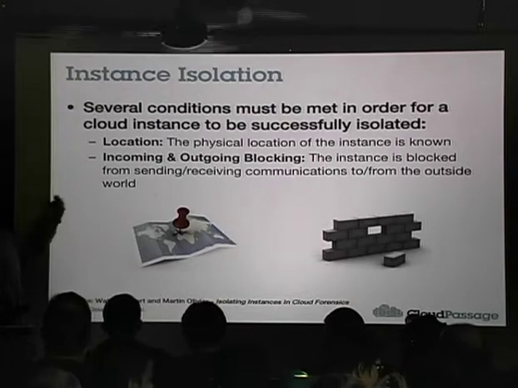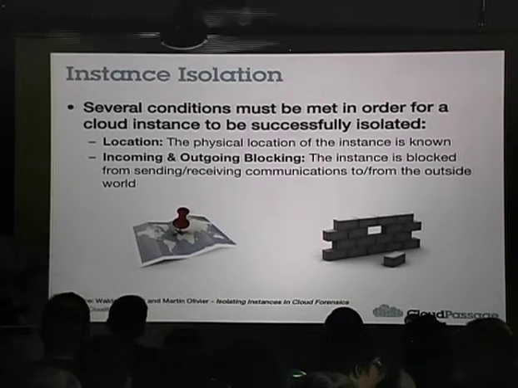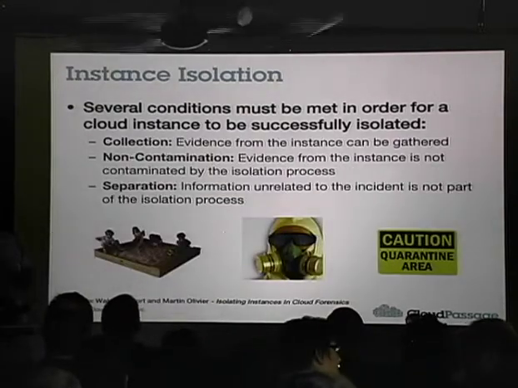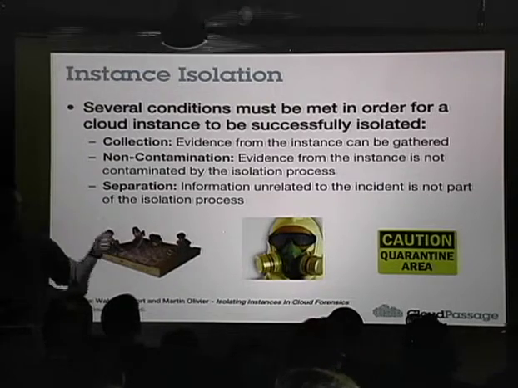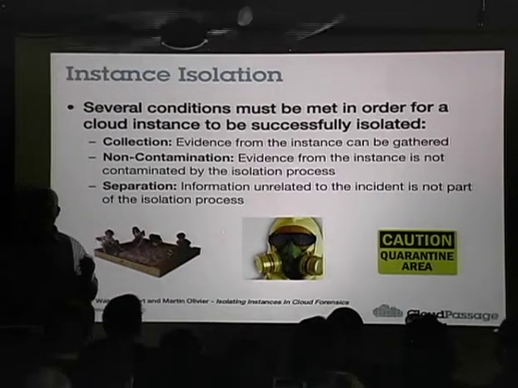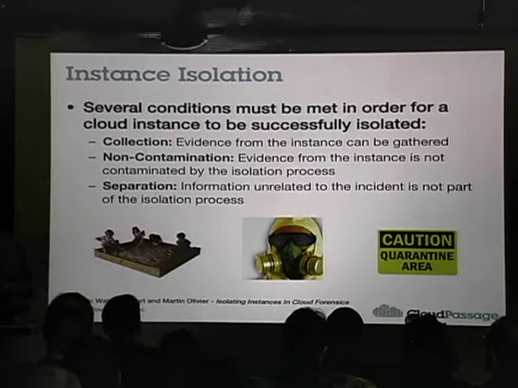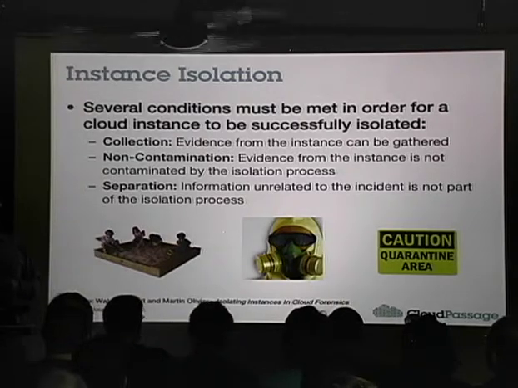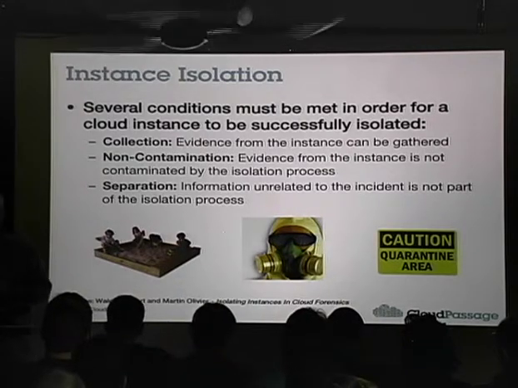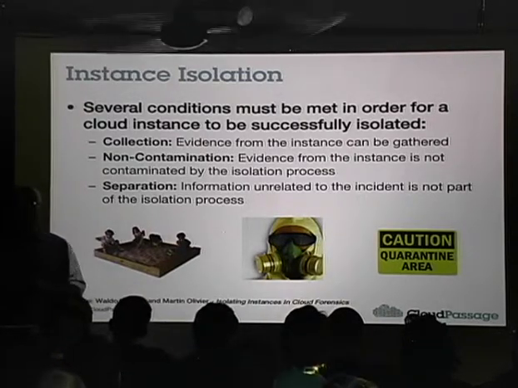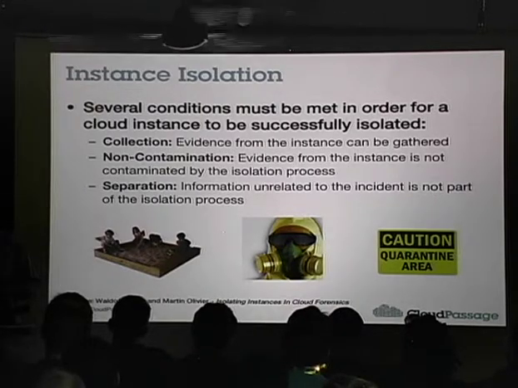Incoming and outgoing blocking. So these are your firewall rules. Collection. If you're isolating, it still has to be collectible, so you still have to have access to the data. Non-contamination. Can you prove that it is not contaminated? Separation. Is it separate from other isolated instances or from other running tenants in the infrastructure? These are all very hard things to prove and to do in public cloud environments.